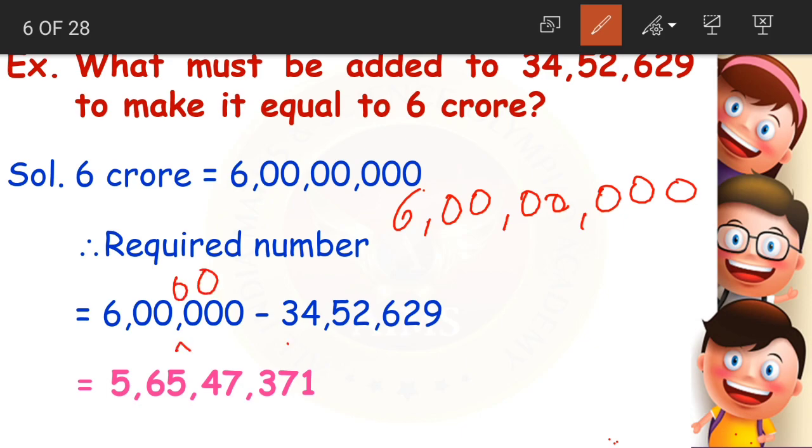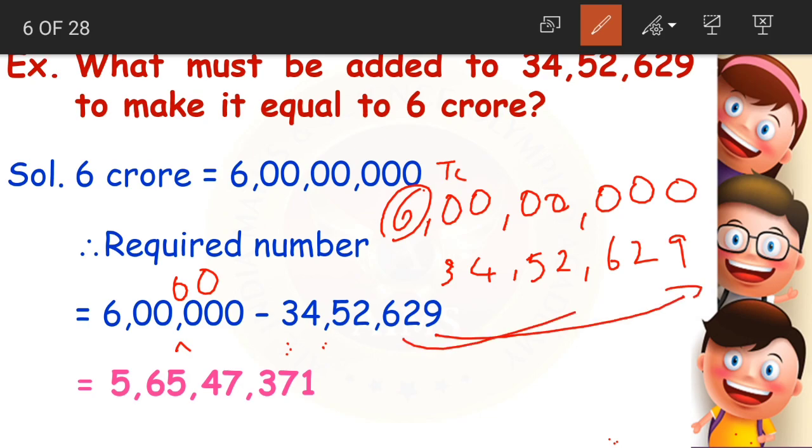Now coming to the next number, 34 lakhs. So here the highest place value is crores, but here it is 10 lakhs. So what you can do is, this is the 10 lakhs place in 6 crores, right? So you can start writing the number from here. 34 lakhs 52,629. Or simply you can start writing each digit from the right corner, in the reverse order. First write 9, then 2, then 6, then 5 and 2.